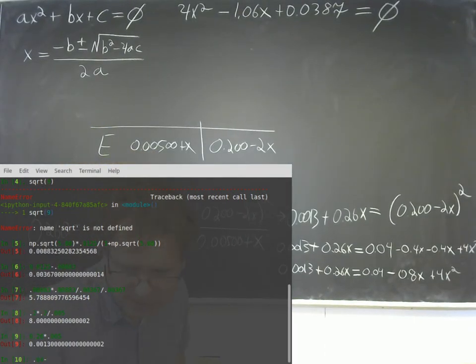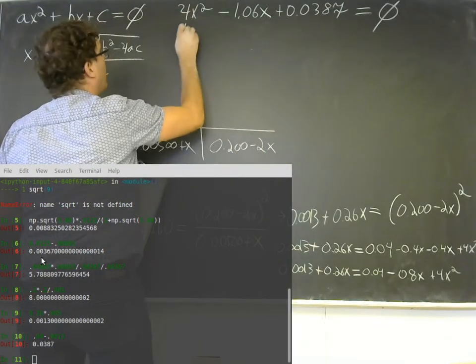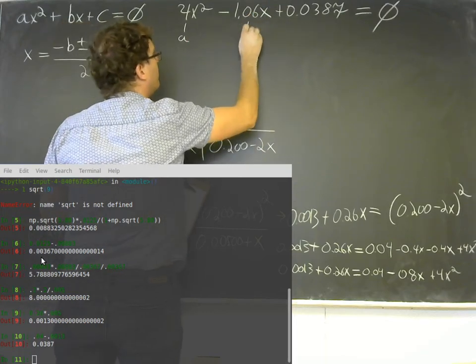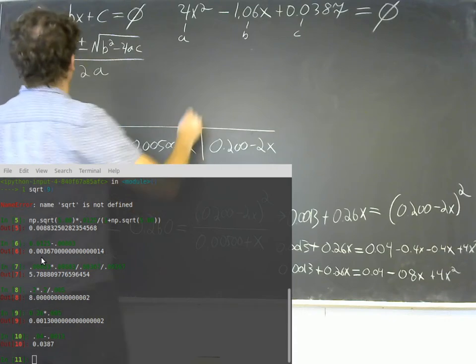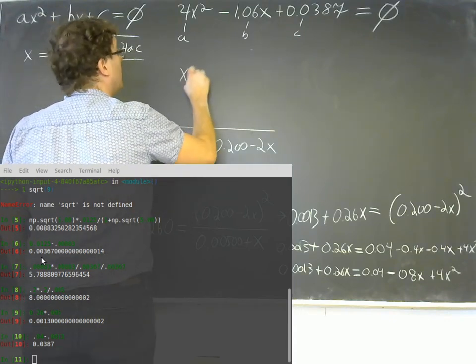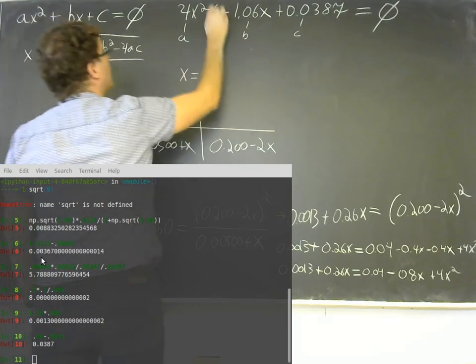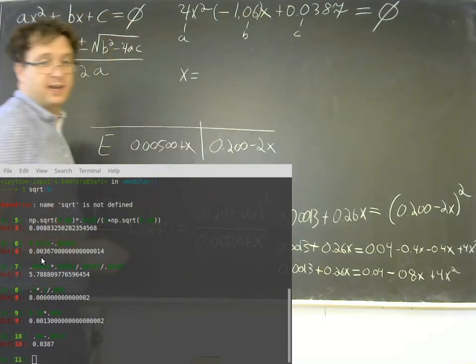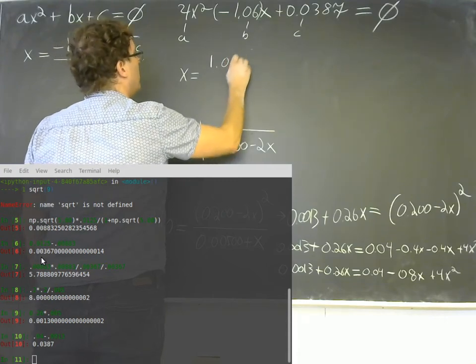0.04 minus 0.0013, 0.0387. And now we have our values for A, B, and C. And so x is going to equal a negative b. Now b is already a negative, and so that would be a positive 1.06.